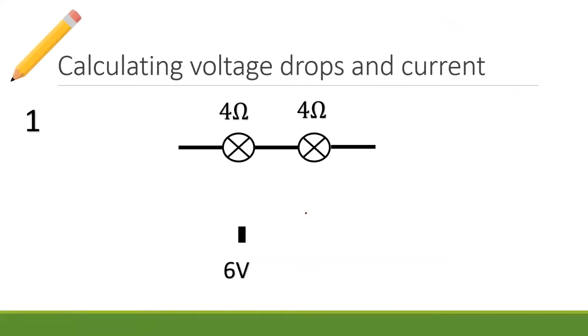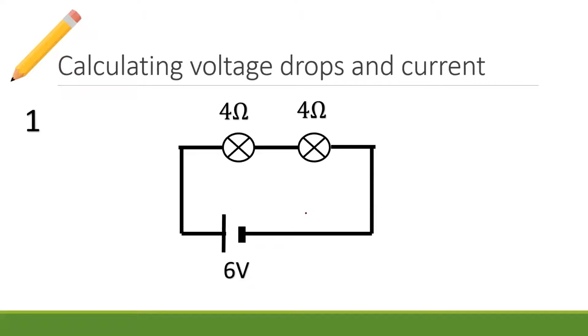So let's look at this picture here. Could I get you guys to draw up for me this circuit here? It's got a 6-volt battery and it's got 2 light bulbs, which are both 4 ohms. I'm going to get you to draw the circuit, and then we're going to start breaking it down. So let's get this copied down first, and then we'll start tackling it. I'm going to give you maybe 45 seconds from now to copy it down.